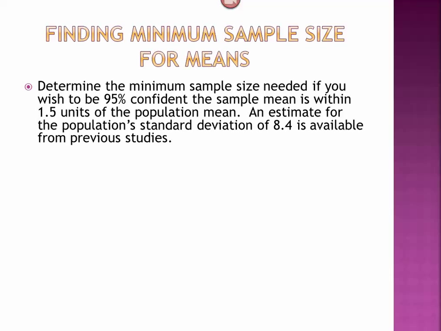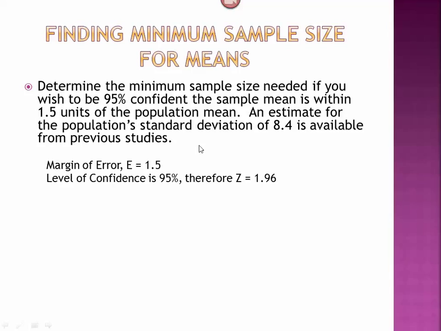So here's an example. We are trying to figure out what is the minimal sample size needed if we want to be 95% confident that the sample mean is within 1.5 units of the population mean. An estimate for the population standard deviation is 8.4, and it's available from previous studies. So in this case, we're told that the margin of error is 1.5. This is not 1.5%, it's 1.5 units of our population mean. The level of confidence is 95%, so we know that the critical value we want to use is 1.96. And our standard deviation was given as being 8.4.